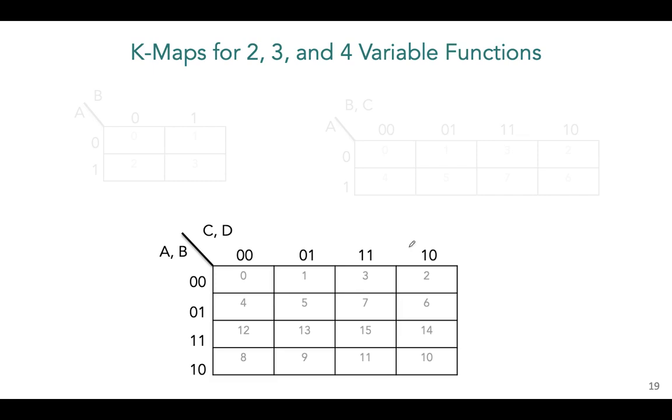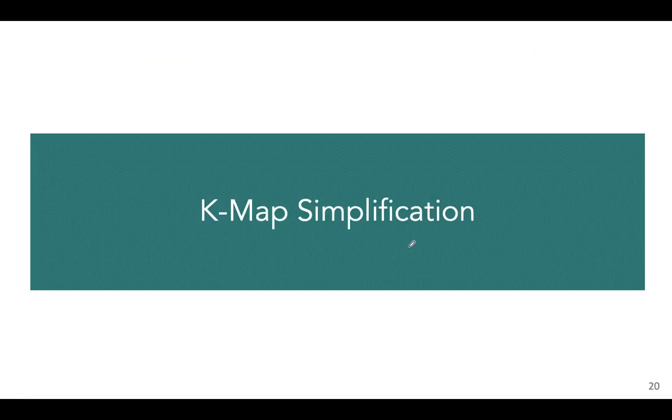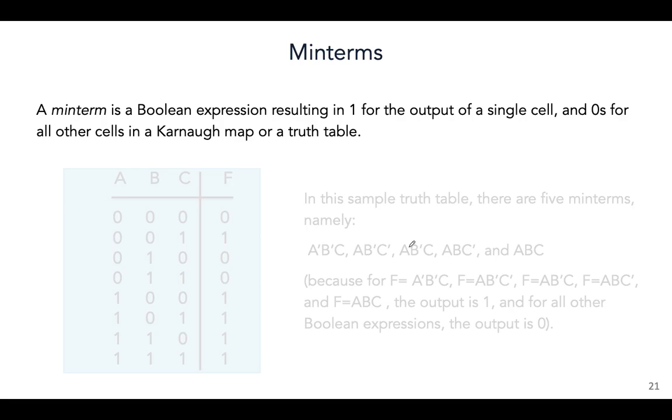Now we'll proceed to the next challenge of K-map simplification, which is the actual simplification. How do we simplify Boolean expressions using K-maps? Before we start with the simplification process, there's a term called min-term, whose meaning we have to understand. A min-term is a Boolean expression resulting in 1 for the output of a single cell and zeros for all other cells in a K-map or a truth table.